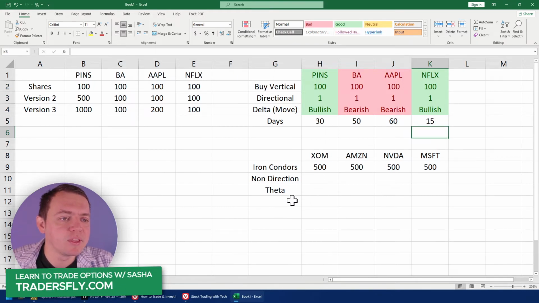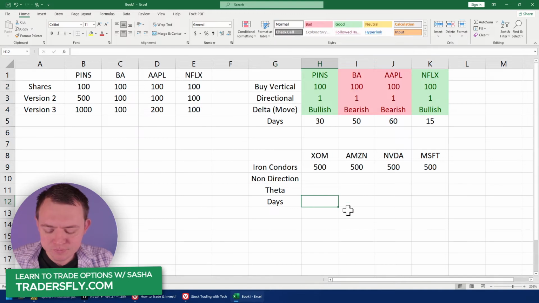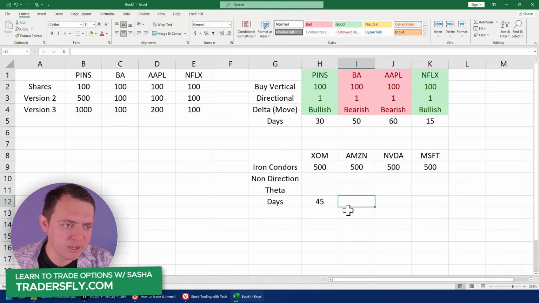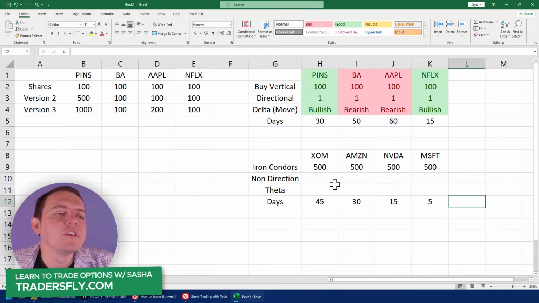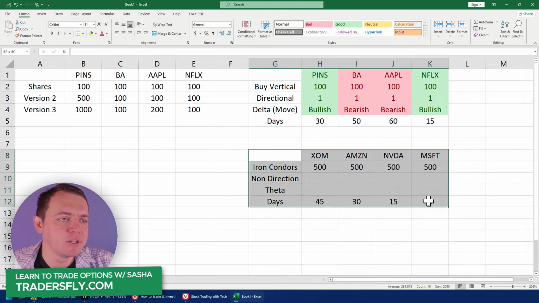And this goes the same thing here. So if we've got days to go, we could do like a 45-day iron condor, a 30-day iron condor, 15-day iron condor, and like a 5-day iron condor. So you could do a lot of different setups here and constructions in order to start minimizing some of the risks or what's going on.